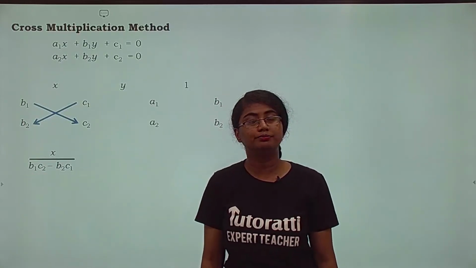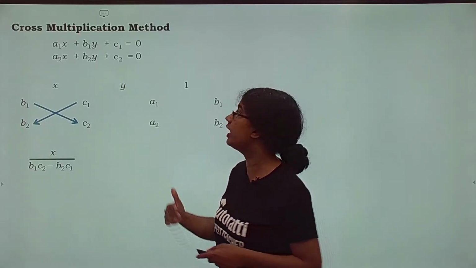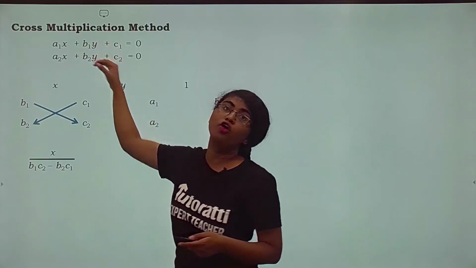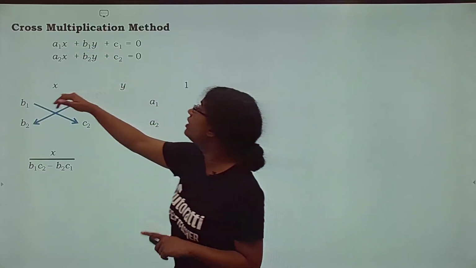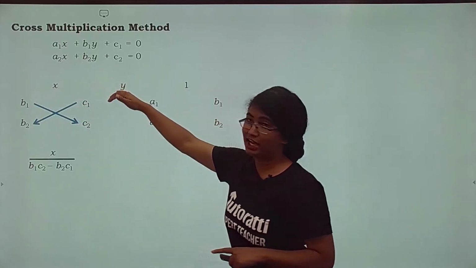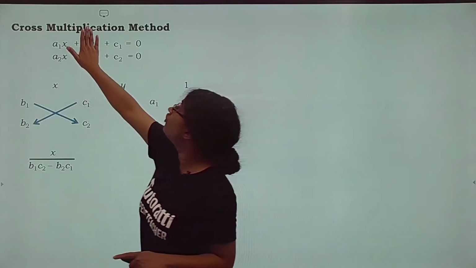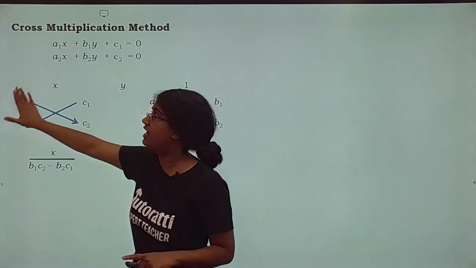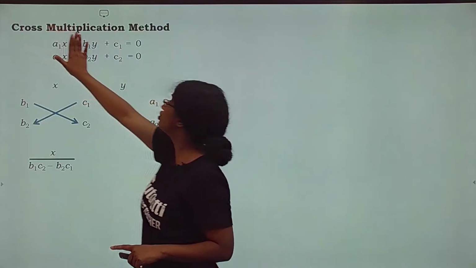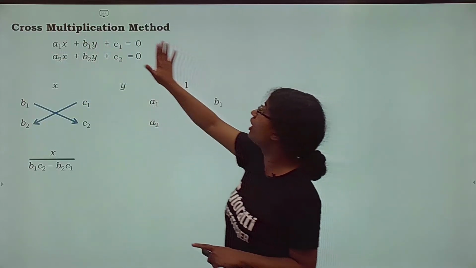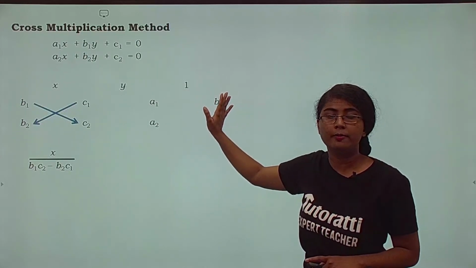Is this clear? Again, let us go back a few steps and understand what we did. We took the standard form of 2 linear equations in 2 variables. After that, we placed the first variable, second variable and 1 like this. Then y's coefficients before x, constants between x and y, x's coefficients between y and 1, and again y's coefficients after 1. Is it clear up to here?